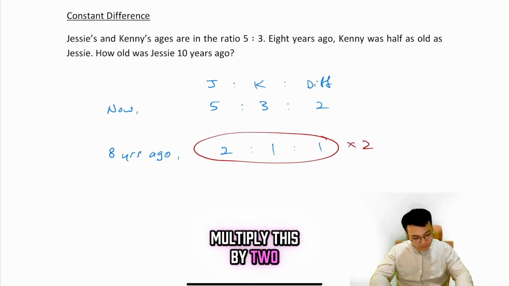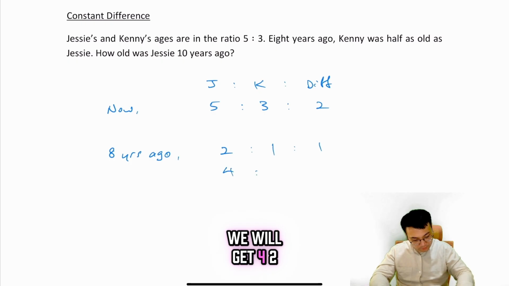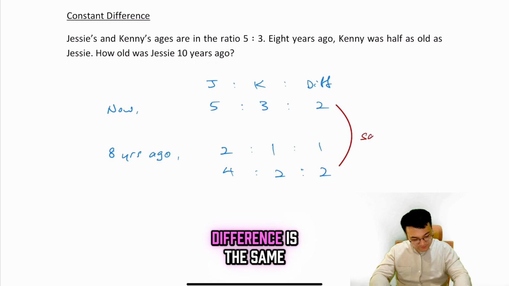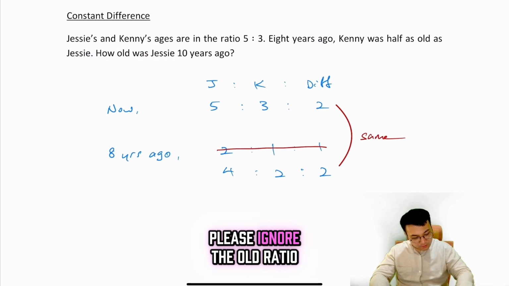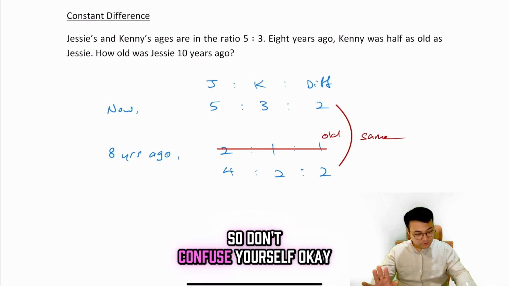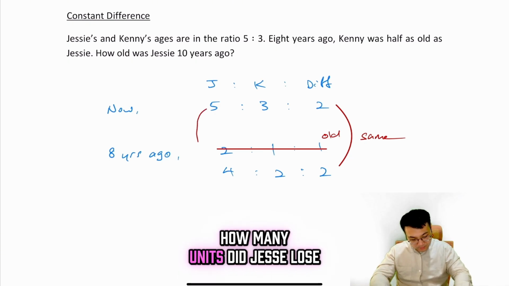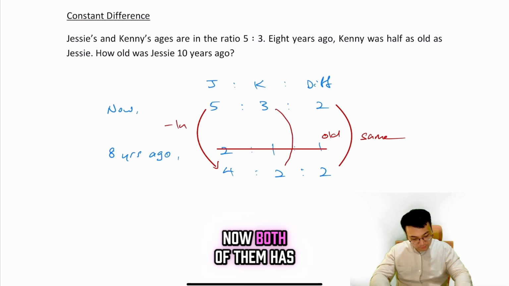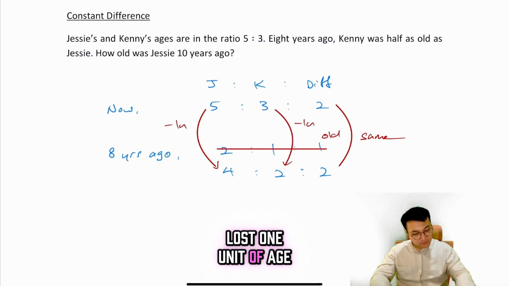Multiply this by 2. We will get 4, 2, and 2. Now we know that the difference is the same. Please ignore the old ratio. This is old. We're not going to use it, so don't confuse yourself, okay? How many units did Jessie lose? Now, both of them have lost 1 unit of age.